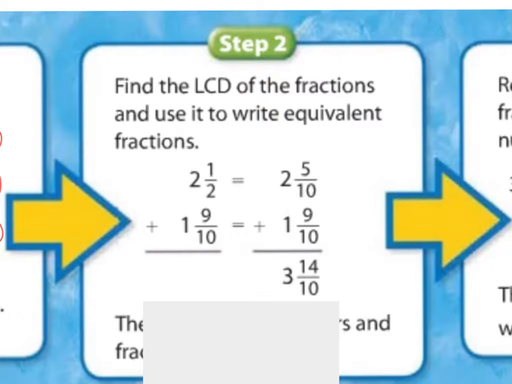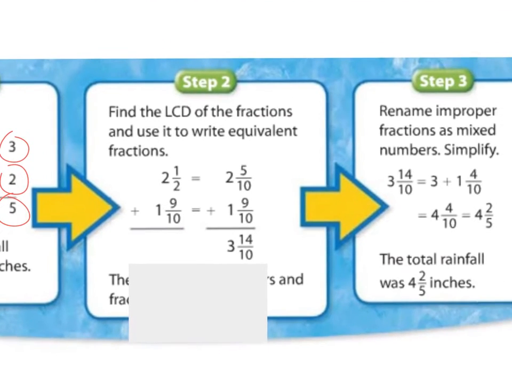So when I add those, first I would want to add the fractions. Fractions first. 5 plus 9, that's 14/10. And then we add our whole numbers. 2 plus 1 is 3. Now I have an issue here. This is called an improper fraction, and you might have noticed that very quickly. If you get an answer like this, you can't leave it that way. So let's find out what we're going to do with it.